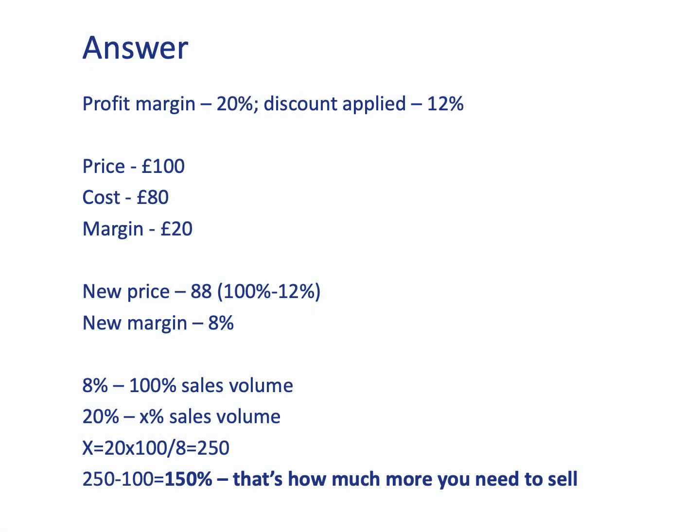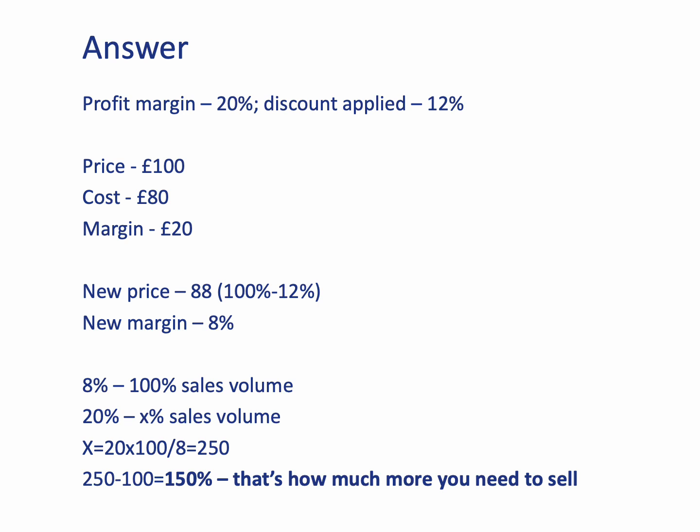Again, I'll walk you through the answer. So your profit margin is 20%. You have applied discount 12%. The price of the jeans remains the same, £100 per pair. Cost remains the same, £80, and margin is £20. Now, when you are discounting by 12%, your new price becomes £88. Why? Because you dropped 12% of 100%, and 100% was £100 per pair of jeans.